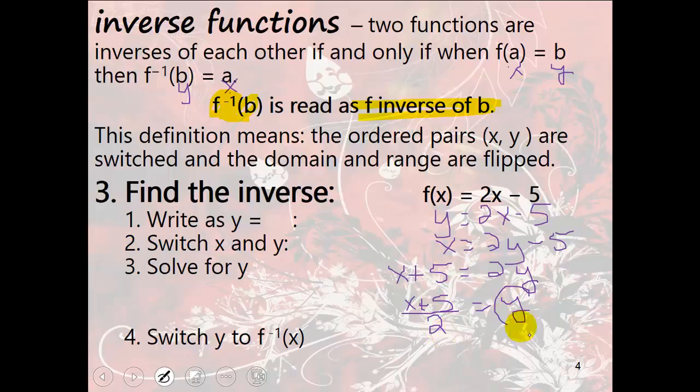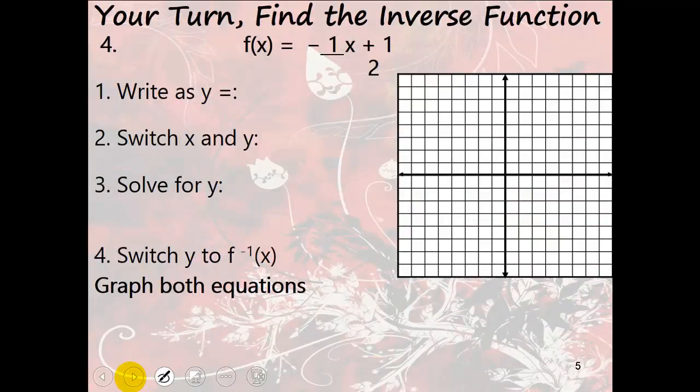And now this y was a result of switching my x and y's. So this represents f inverse, okay? So I'm going to write it as f inverse of x equals (x + 5)/2. And we can also graph these on the same coordinate plane, and you're going to see that they're flipped over the line y equals x. All of the ordered pairs are switched between these two graphs. So go ahead and try this one on your own as the video question, and then come back and I'll do it with you.